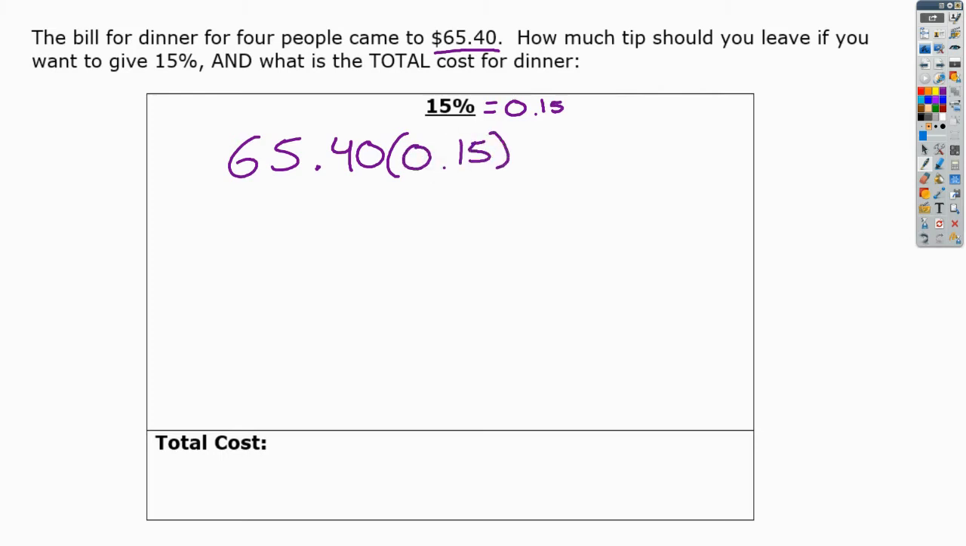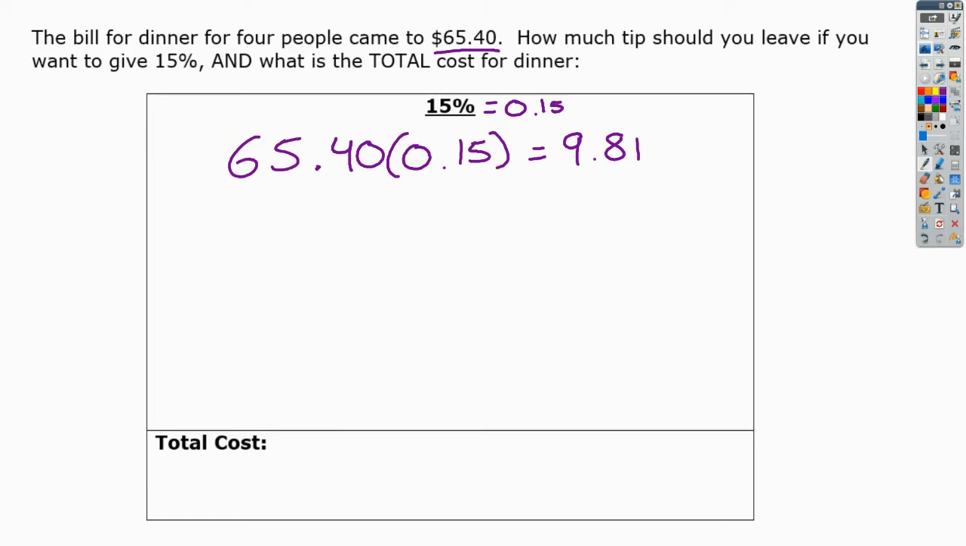So if you have your calculator, go ahead and type it in. If you did that, you would end up with $9.81. So right now, that is the tip. $9.81 is the tip we would leave the server. However, we can't just pay for the tip, we have to pay for the meal. So let's go find our total cost.